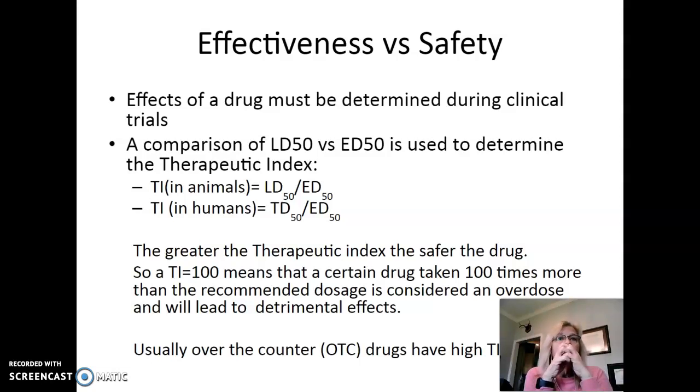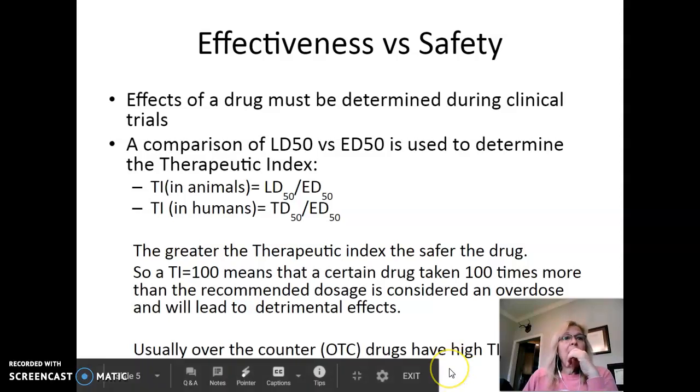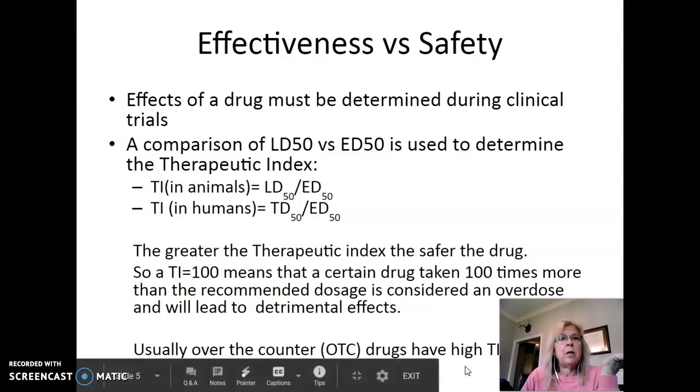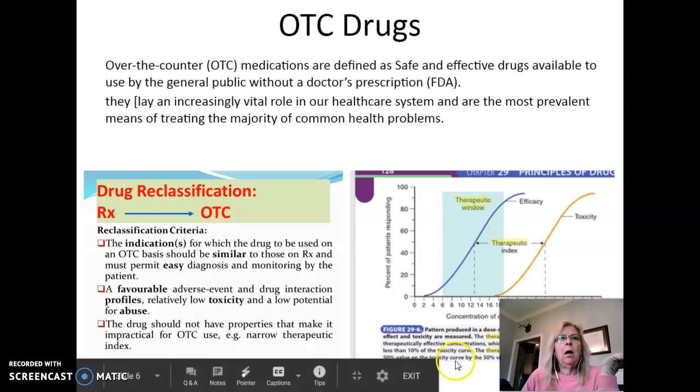Okay. Let's see. What about these over-the-counter drugs, and being able to understand what is an over-the-counter drug and why are we allowed to even take any drugs over the counter? Shouldn't all drugs be monitored by our healthcare providers? So let's take a look at that.